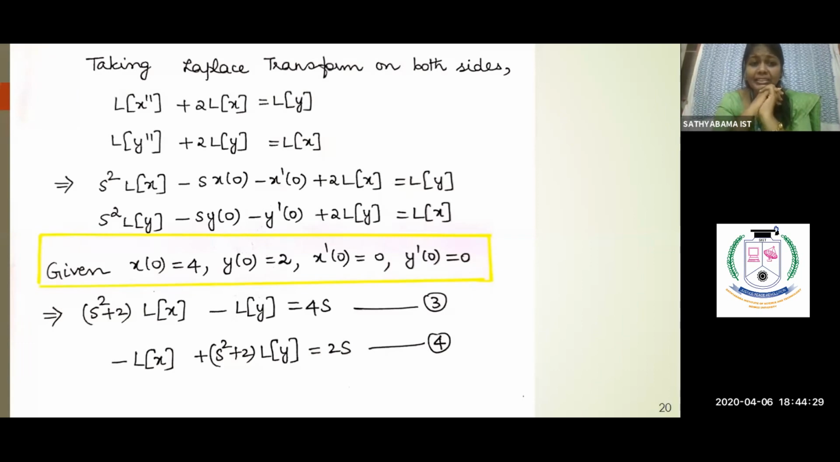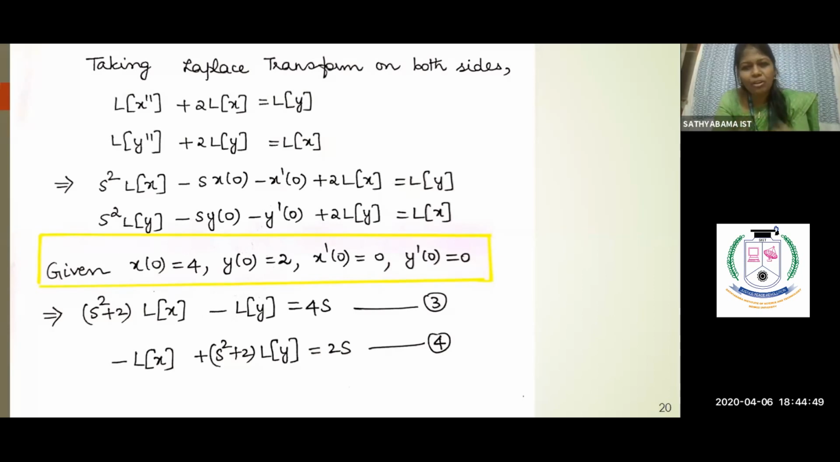What is step 3? Use the formula for L of x double dash. Use the formula for L of y double dash. And then we don't have anything else. So only these 2 formulae we have to use. I hope you remember the formulae. What is L of x double dash? s square L of x minus s x of 0 minus x dash of 0.